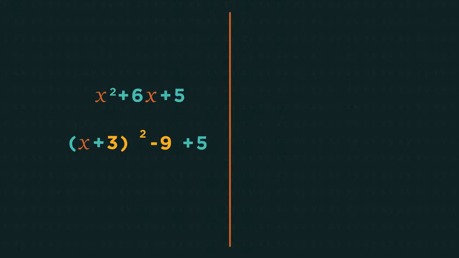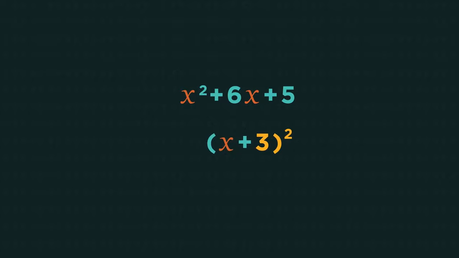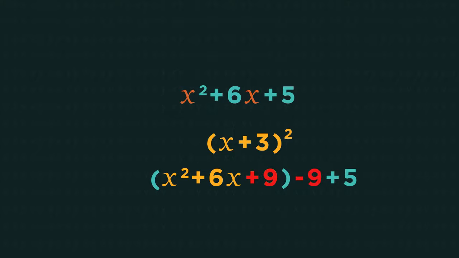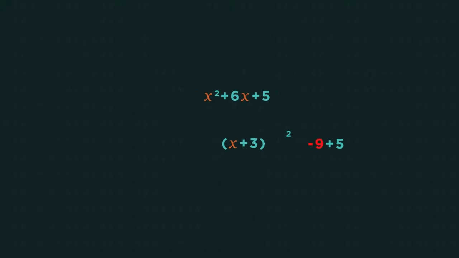But why do we subtract the square of the bracket number? Think of expanding brackets. So let's go back one step to this and expand the x plus 3 squared. We get x squared plus 6x plus 9. We don't want the plus 9, we just want plus 5. So to balance it out, we need to subtract 9. Which is why we always subtract the square of the number in the bracket.